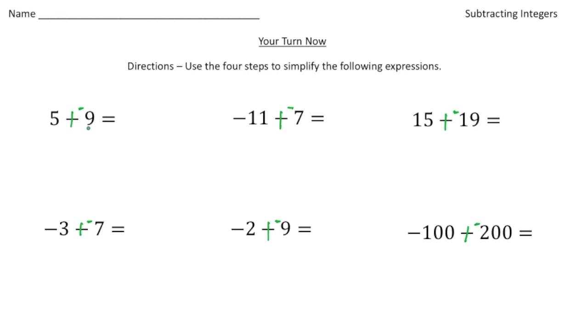Now we have 5 plus -9, which ends up being -4. We have -11 plus -7, which is -18. 15 plus -19 gives us -4. -3 plus 7 more negatives gives us -10. -2 plus 9 more negatives gives us -11. And then -100 plus -200 gives us -300 for our sum.